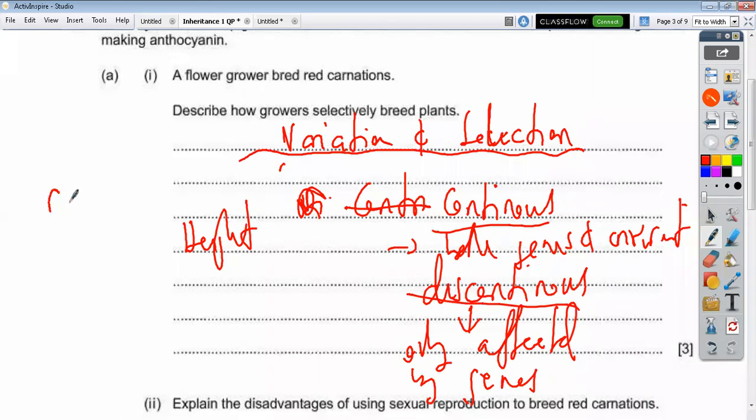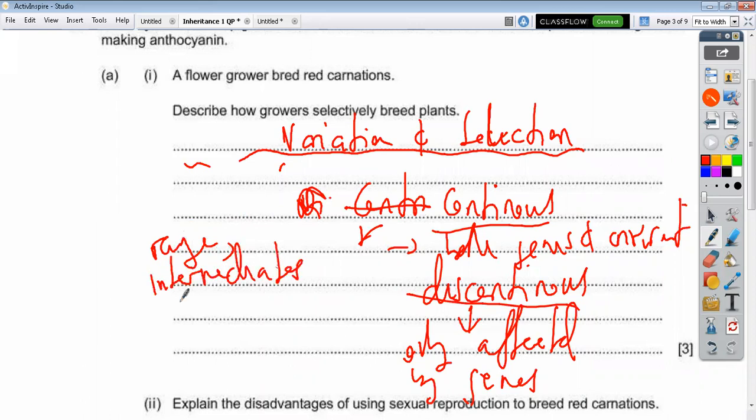Continuous. Class grades. So with continuous, you have a range. That's why we've got the highest, medium. So with continuous, here is when we've got a range, intermediates. Because we've got the highest and lowest, intermediates. That's what you mean by continuous, e.g. height. It's a continuous variation. Are we together?